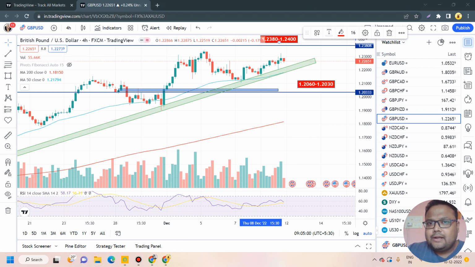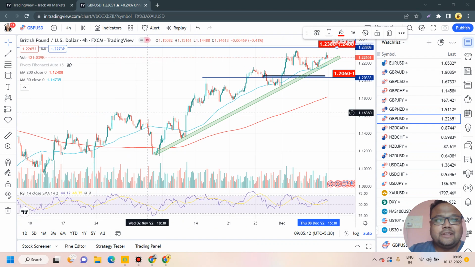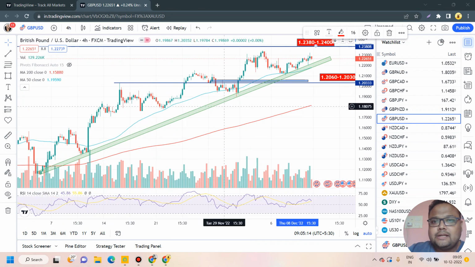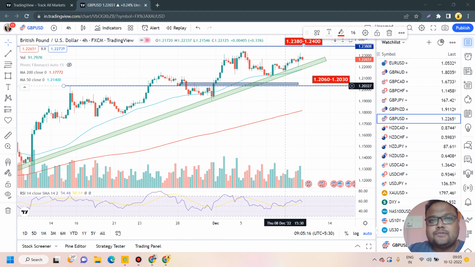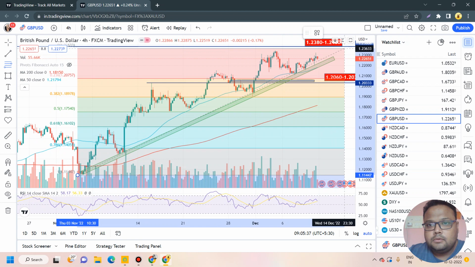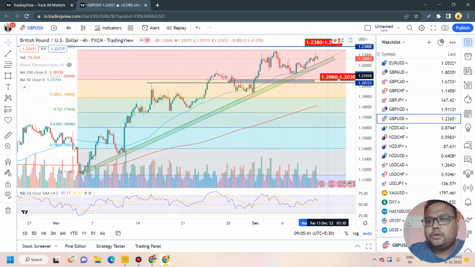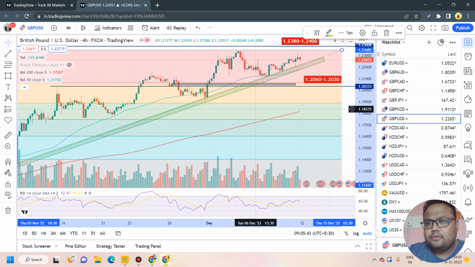If the market breaks the trend line and starts falling, your next support will be around 1.2060, 1.2030. This is the next logical or big support on the chart of GBPUSD right now. We are considering this support here because of Fibonacci as well as the previous price rejection around this level. Let me show you. This is the reason we're considering this 1.2060 to 1.2030 as the next support for the market.